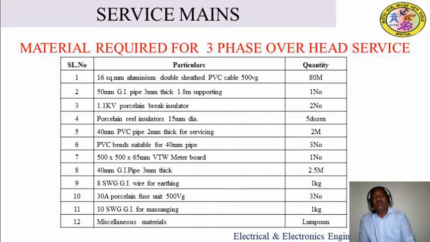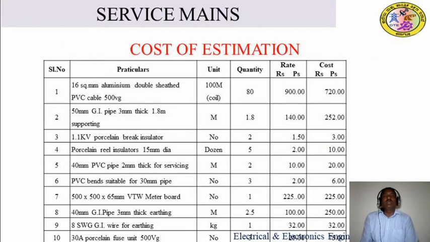Next I go to the cost of estimation. So here also, for the material and quantity we have calculated, you have to put each item's cost as per the market rate, and you multiply the quantity by the rate. So we will get the total cost of that particular material. In this way we have to go through all the material costs.